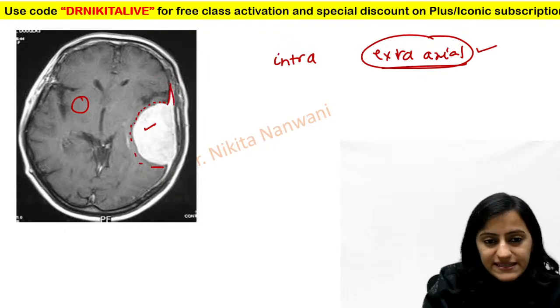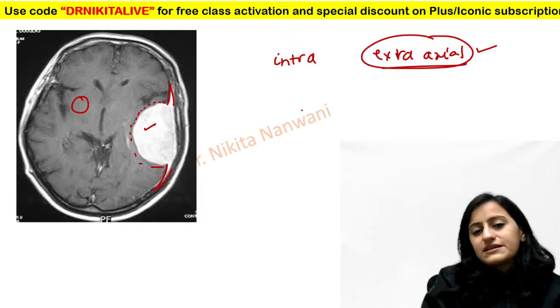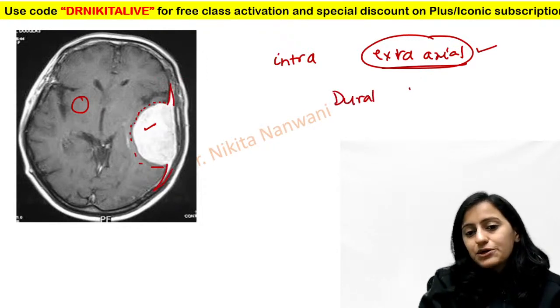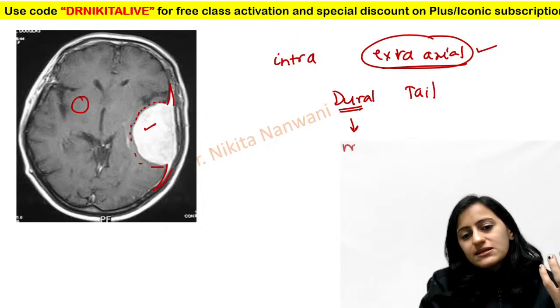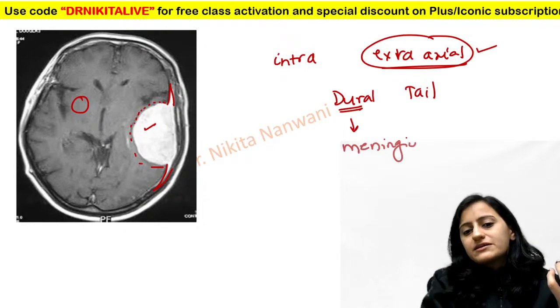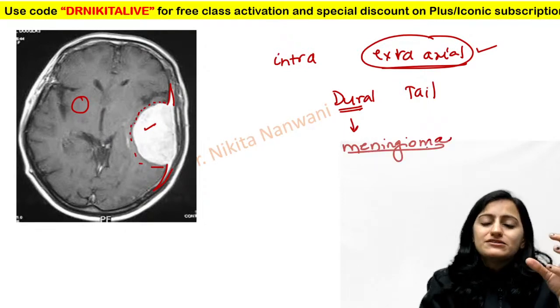You can see this tail-like enhancement from the lesion. That is called the dural tail sign. And remember, where is this dural tail sign seen? Dura is meninges, so it is seen in meningioma. Okay, this is seen in meningioma.